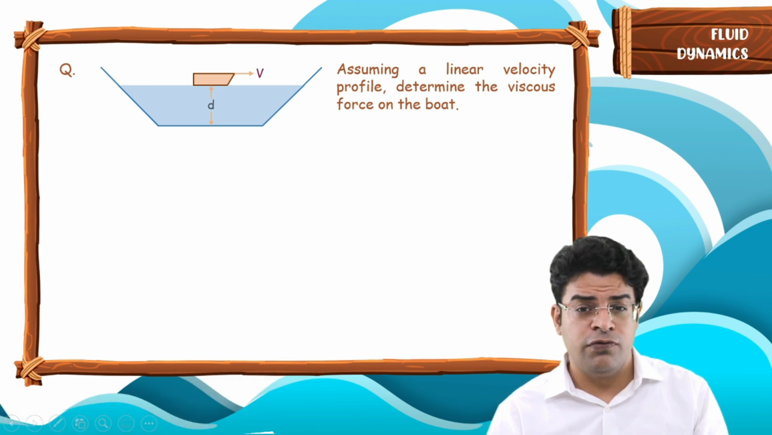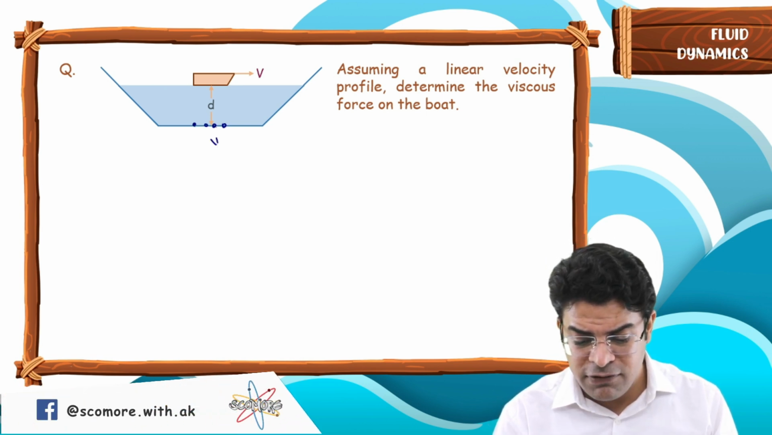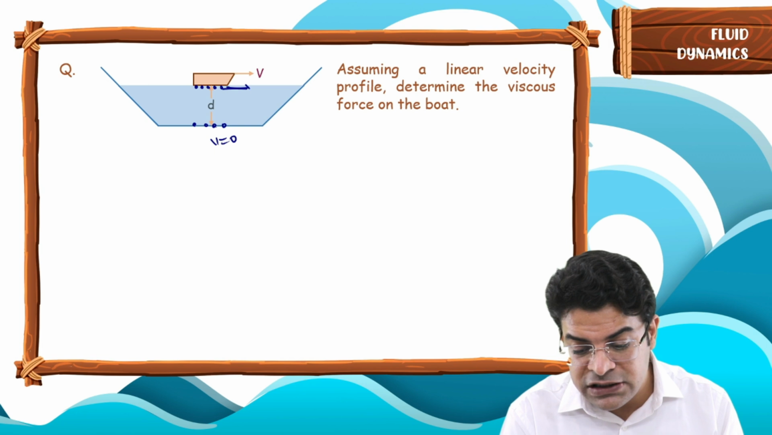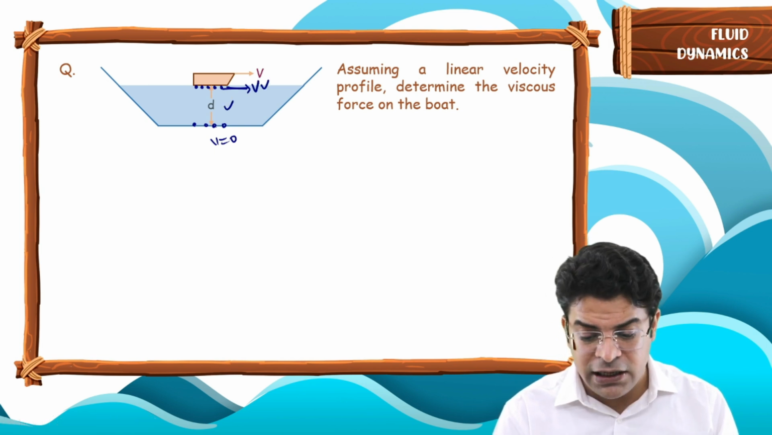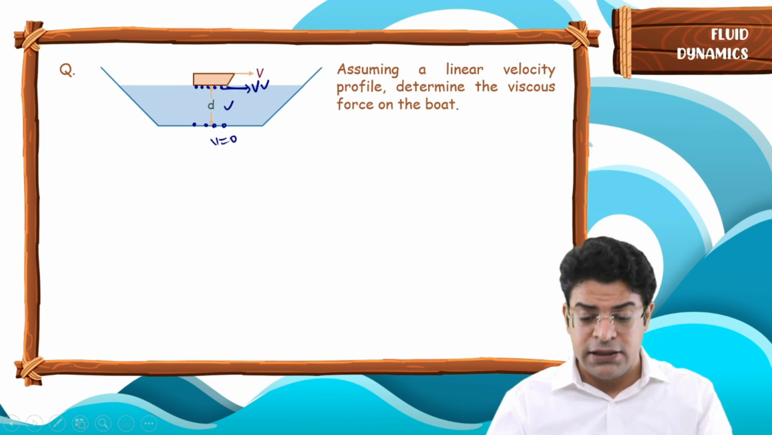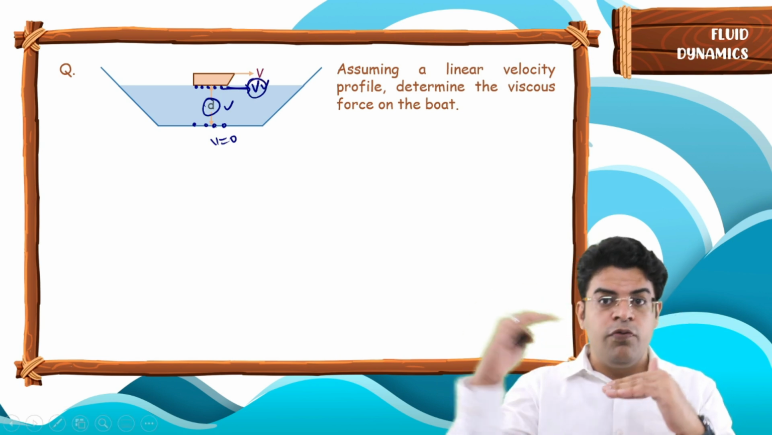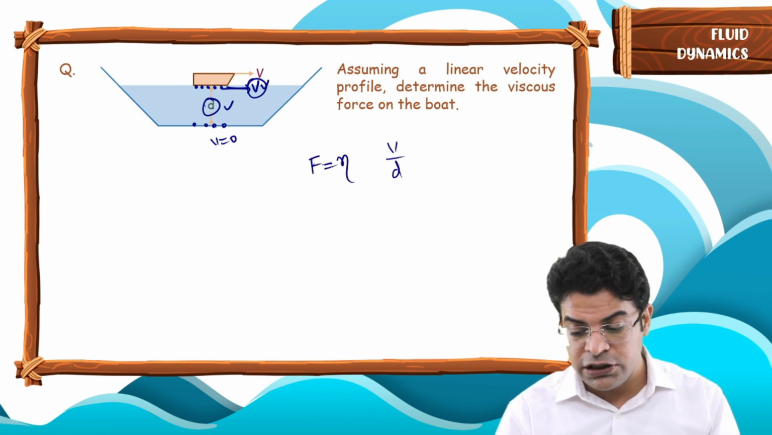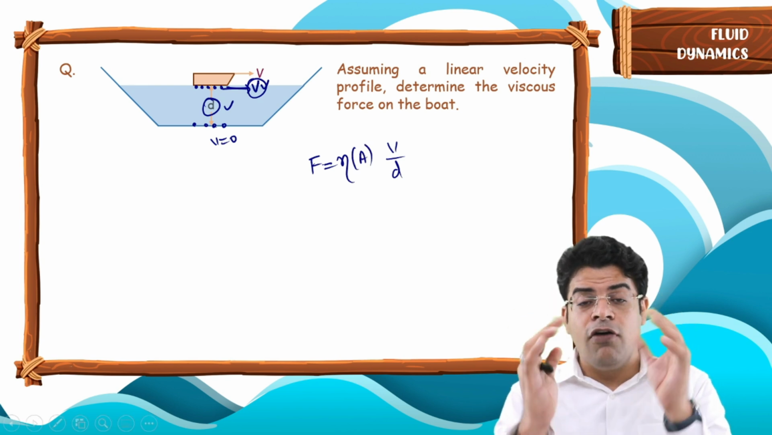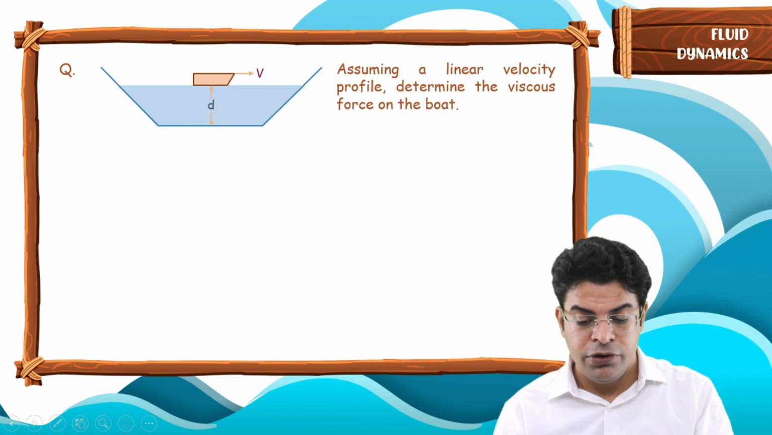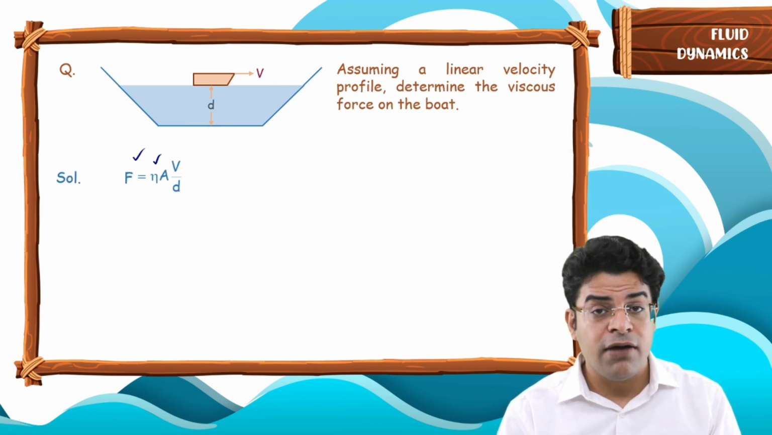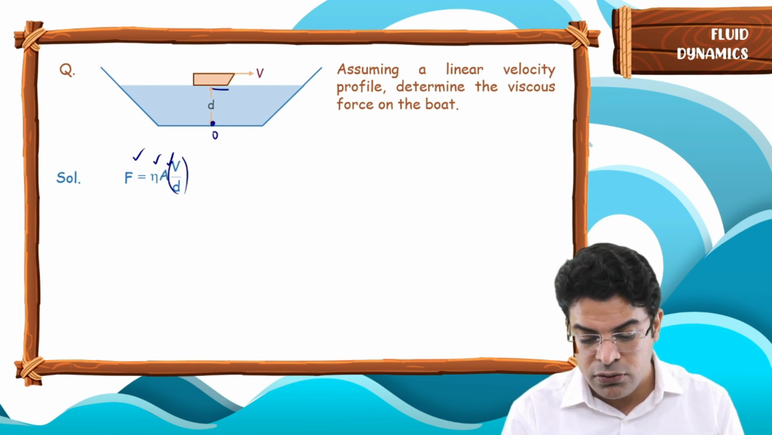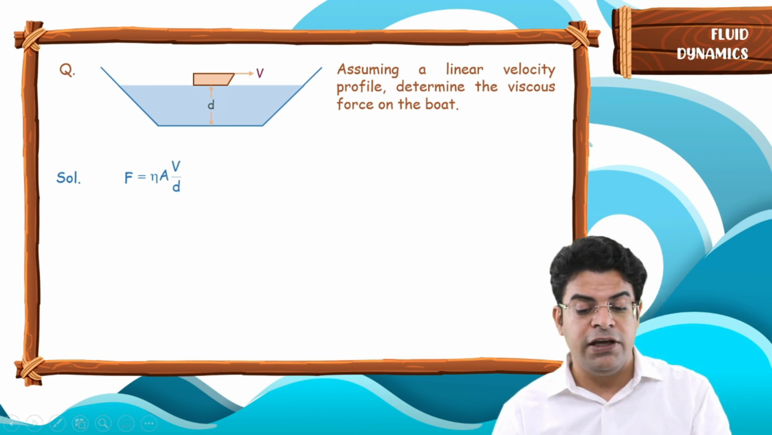Now how much viscous force will act? At the base of the lake, we will say that the velocity is 0. The top layer, which is in contact with the boat, will have the same velocity as the boat. The velocity gradient created here is the rate of change of velocity with respect to length. In a length d, the velocity changes from 0 to v. So the velocity gradient will be nothing but v by d. So the force acting will be equal to the viscosity times the area of the base of the boat multiplied by v by d. So the force acting equals η, viscosity, into the area of the base of the boat into the velocity gradient, which is v by d, as the velocity changes from 0 to v in a length d.